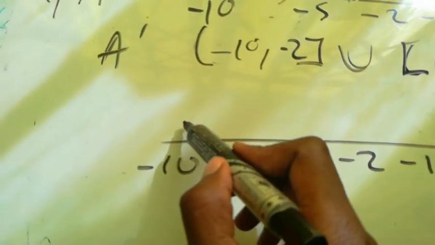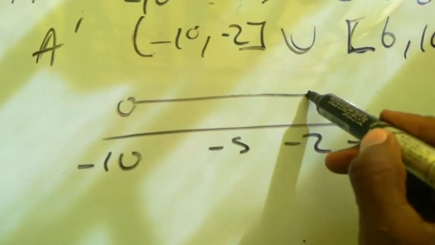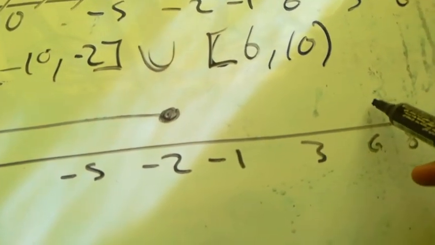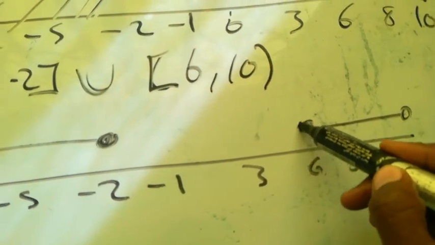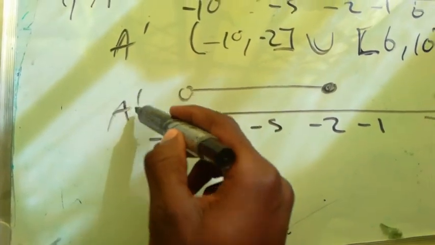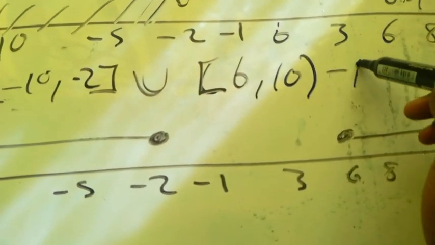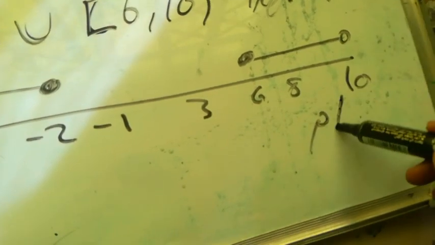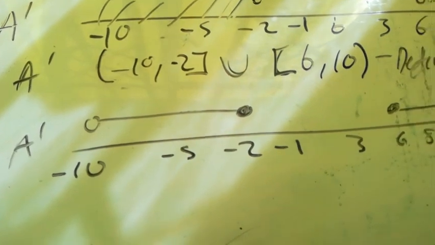So this will start from -10, which is not part of the set, to -2. -2 is somewhere here, it's part of the set, and you have +6 to +10, something like this. And this isn't part of the set, this is part of the set. So you would have plotted your A complement. So here you've defined what your A complement is, and here you've plotted your A complement. All right.